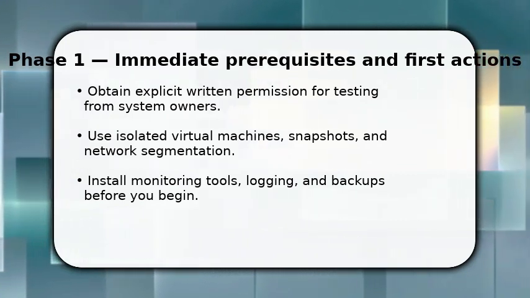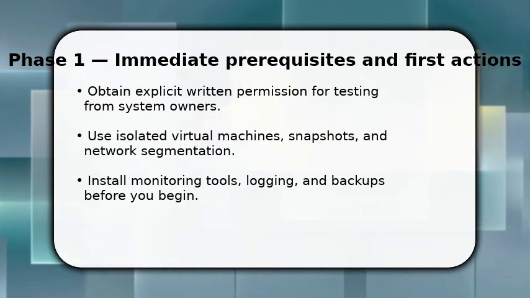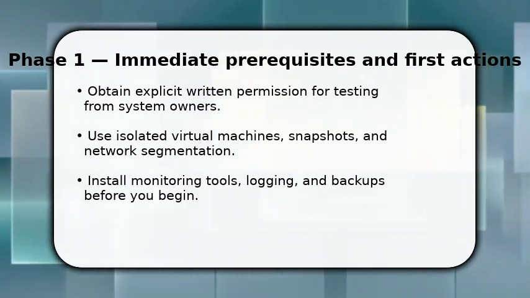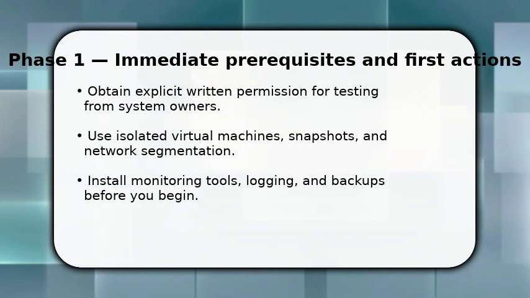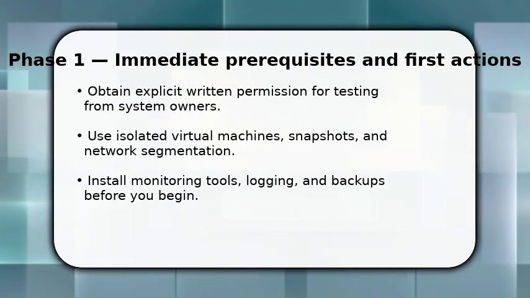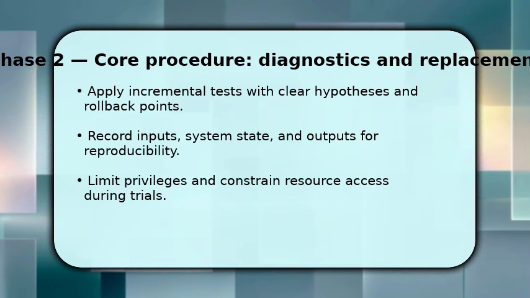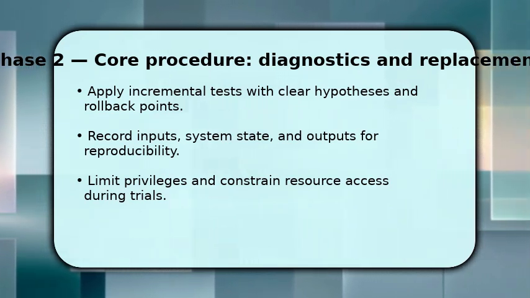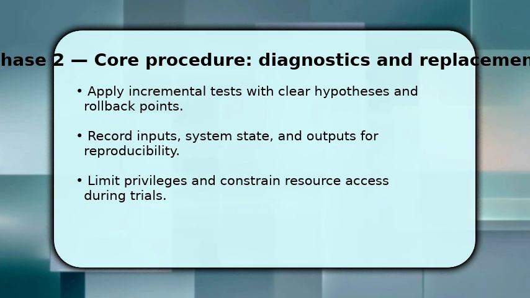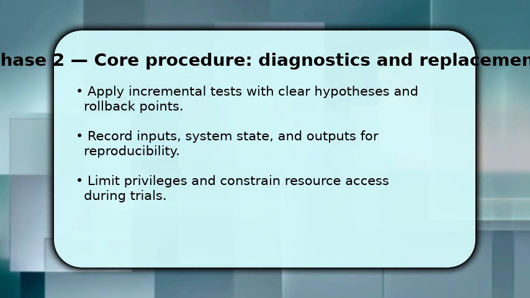These steps reduce risk and let you learn safely, so you can focus on techniques without harming production systems or violating laws. Now, run controlled experiments in small, reversible steps. This is how you learn cause and effect. Start with a single hypothesis, apply one change, then observe and record system state and outputs so results are reproducible.